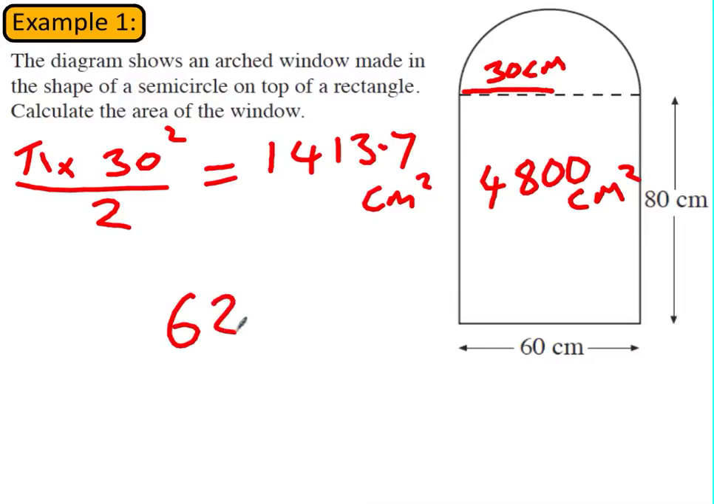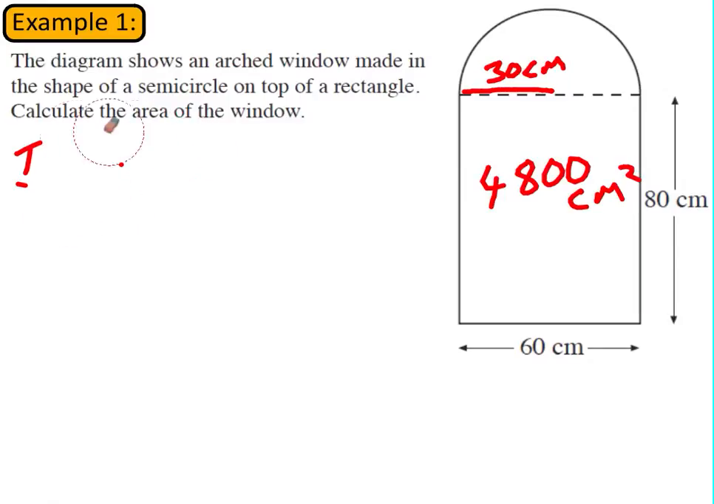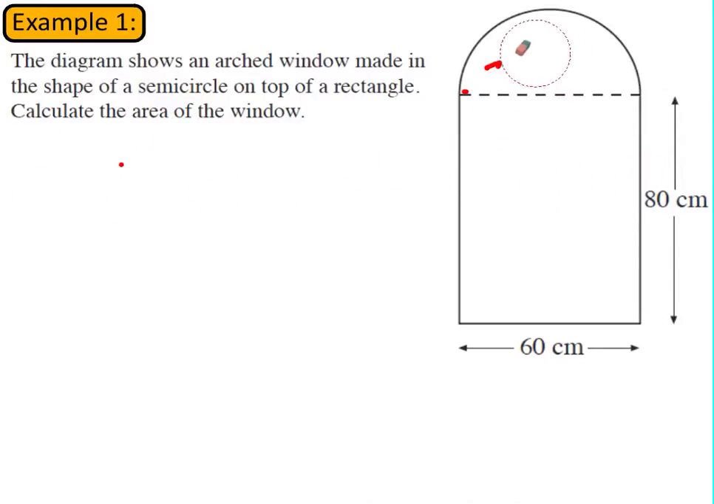gives us a total combined area of 6,213.7 centimetres squared. Now, it may be though that you don't want your answer in centimetres. Maybe you want your answer to be in metres. So let's just look at that very quickly and look at the same process of calculation.